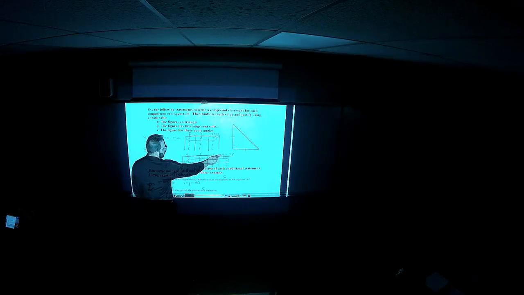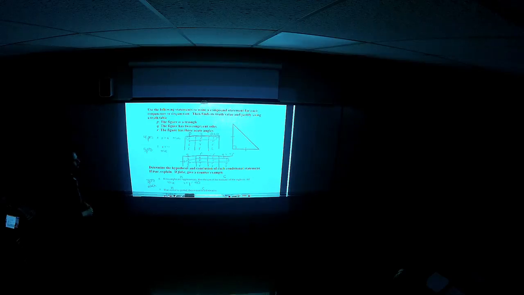And then for the final one, this word or, only one of these has to be true. You're using these two columns, so the Q and the not R column. If one of them is true, it's true. That type of thing. So you just look.